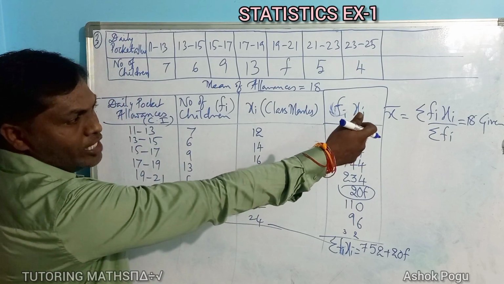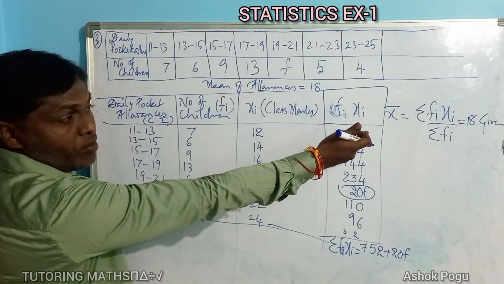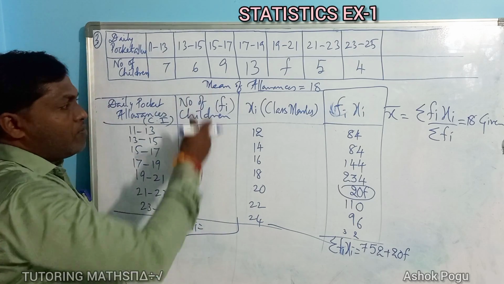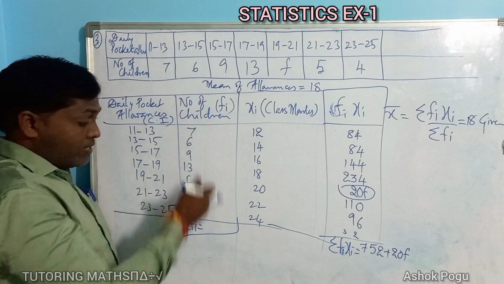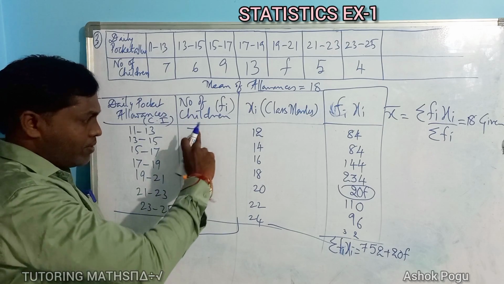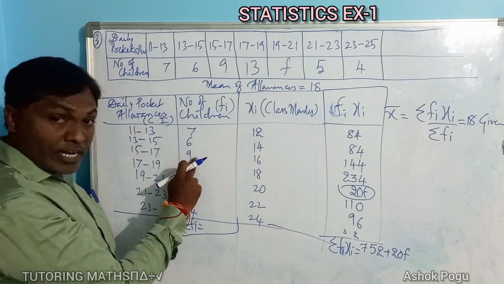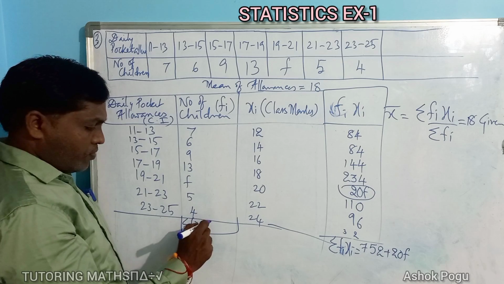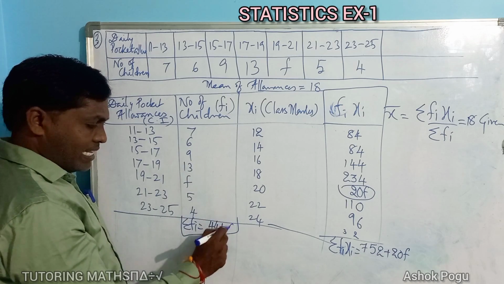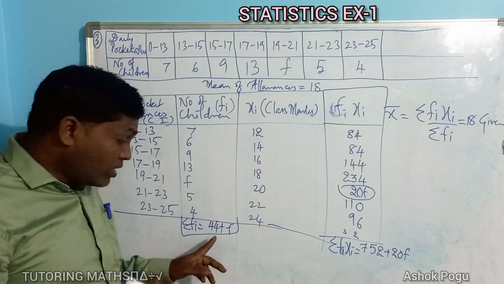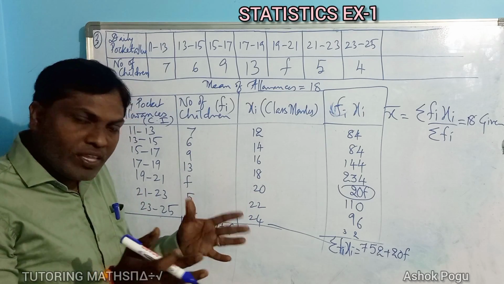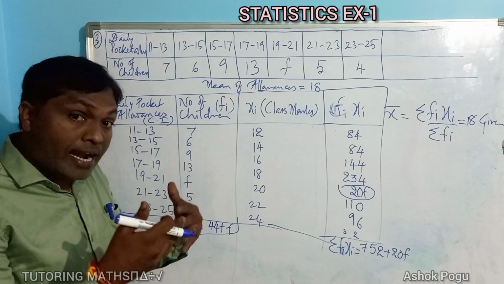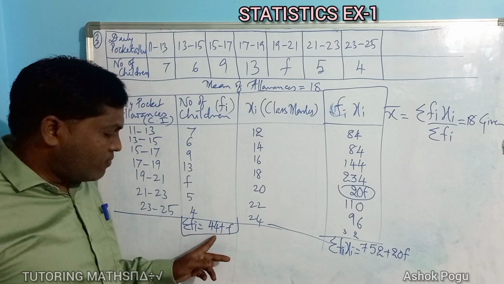And coming to the denominator of the formula, that is sigma fi, nothing but the sum of the frequencies, the number of children. Find the summation. 7 plus 6 is 13, plus 9 is 22, 3 is 25, 35, 5 is 40, plus 4 is 44, plus f. Because 44 plus f is not 44f, it is 44 plus f. A constant and a variable cannot be added. They should be written as 44 plus f. That's it.